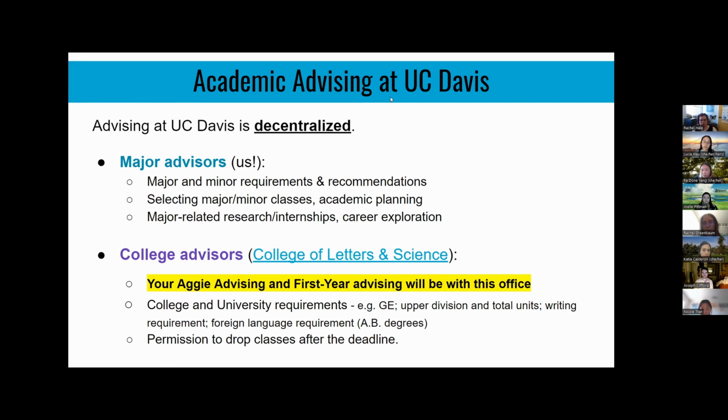And then for the college advisors, that's the College of Letters and Science. Your Aggie Advising and your first year advising will be with them, and they address any college and university requirements. For example, any GEs, upper division and total units, as well as writing requirements and foreign language requirements. And they also help with permission to drop classes after the deadline.